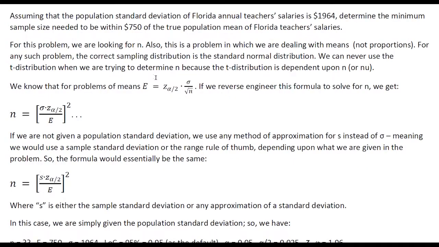We know that E is equal to Z sub alpha over 2 times sigma over the square root of n, or S over the square root of n. If we reverse engineer this formula, and I'm not going to go through all the algebra, we get n equals sigma times Z sub alpha over 2 all over E, and then we square that.